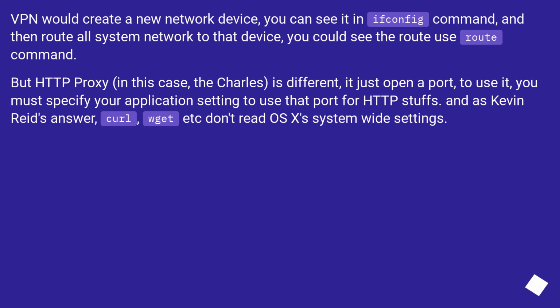A VPN would create a new network device. You can see it in the ifconfig command, and then route all system network traffic to that device. You can see the route using the route command. But an HTTP proxy, in this case Charles, is different. It just opens a port. To use it, you must specify in your application setting to use that port for HTTP stuff.